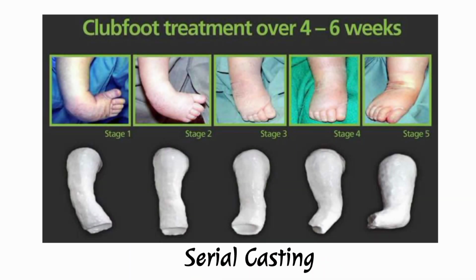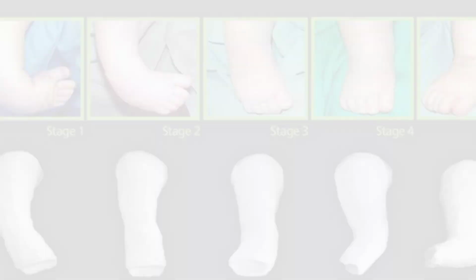The goal of the first cast is to align the forefoot with the hindfoot, because it appears pronated as compared to the hindfoot, so supinating and elevating the first metatarsal improves alignment. In subsequent sessions, abduction of the forefoot is increased and the hindfoot is moved from varus to valgus. And lastly, the final casting is to correct the equinus.